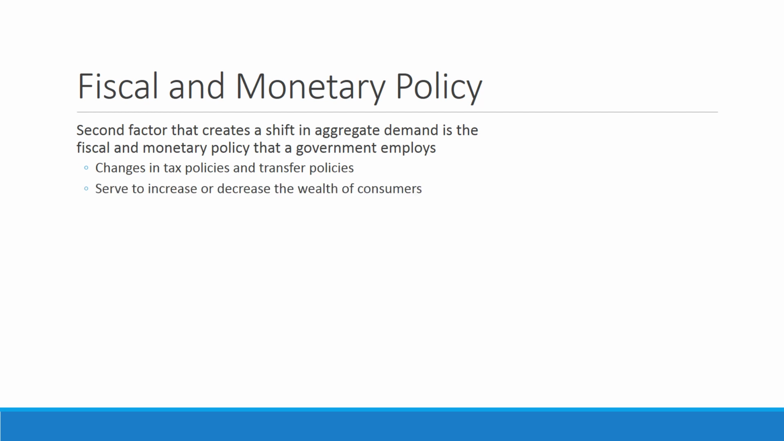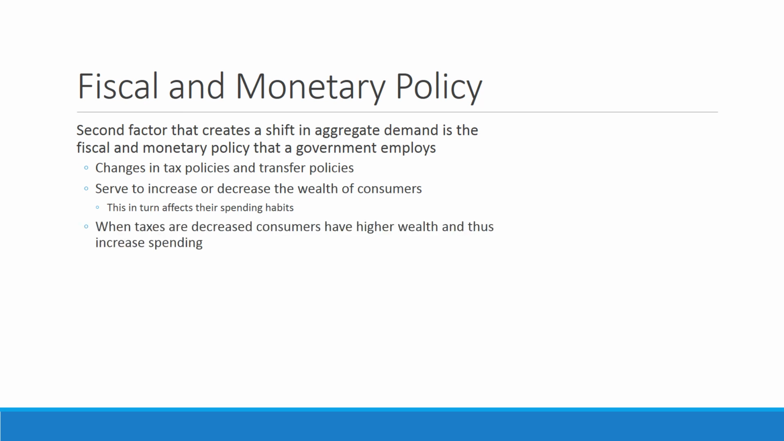And they serve to increase or decrease the wealth of consumers. And this in turn, of course, affects our spending habits. I'll give you a good example. If the Obama administration said today we're going to give every family in America $1 million, would that have a significant effect on aggregate demand? Yes. I can tell you, for one, I'm paying off my house, and then I'm going to probably get a big new TV. But each person, now some people would quit their job, so we see how this is going to create some effects. So when taxes are decreased, consumers have higher wealth and thus increased spending.